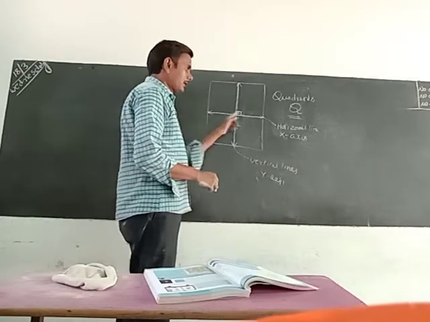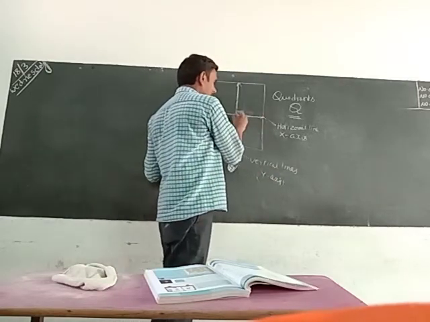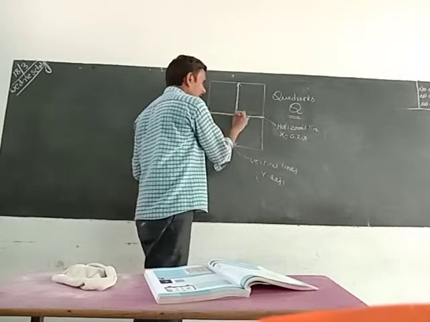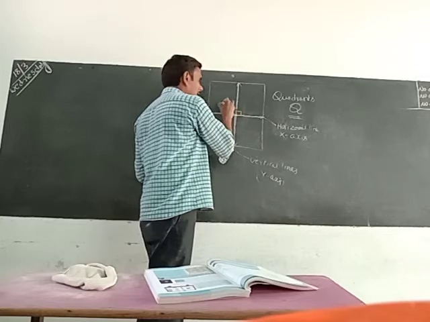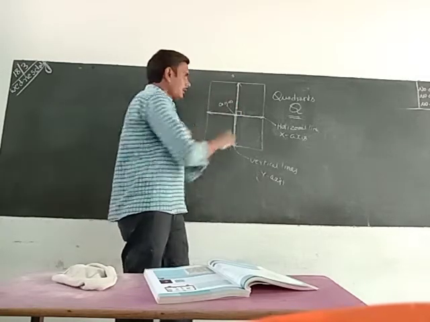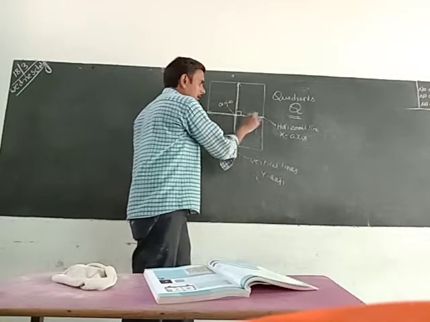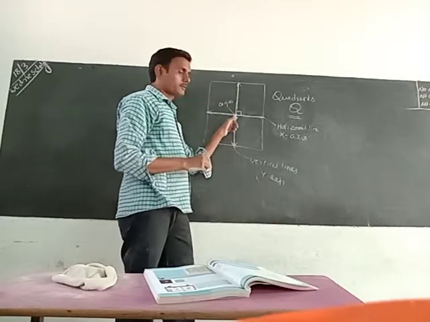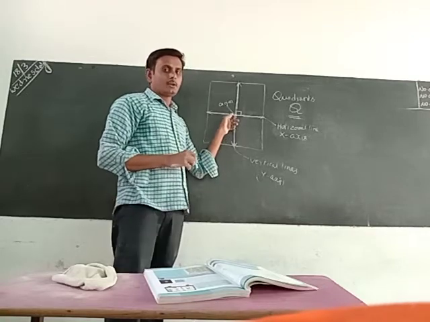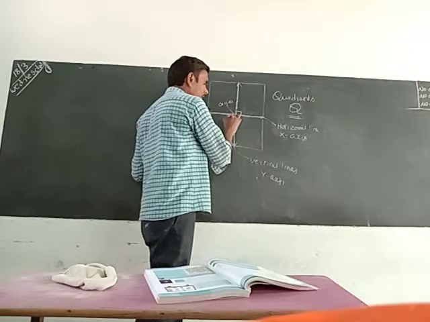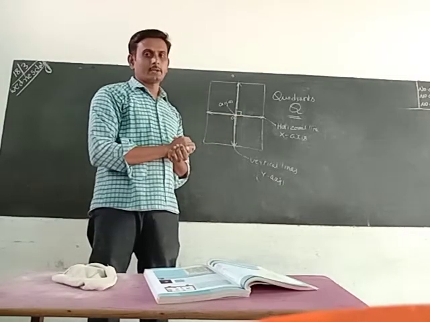The horizontal line and the vertical line meet at a point. That meeting point is called the origin. Some common point is there, and that common point is called the origin. Origin is denoted with the letter O.